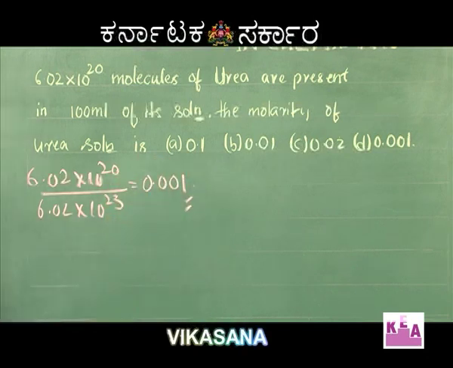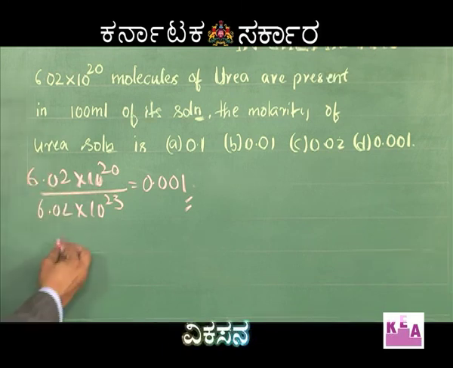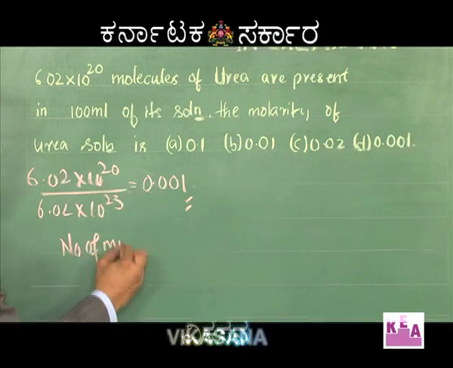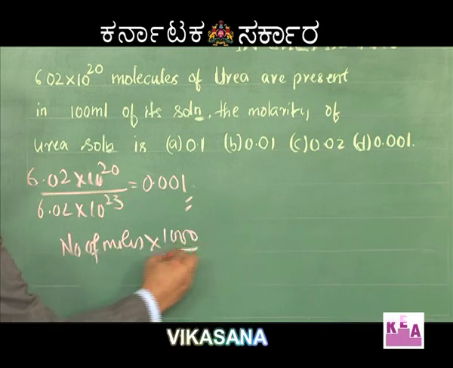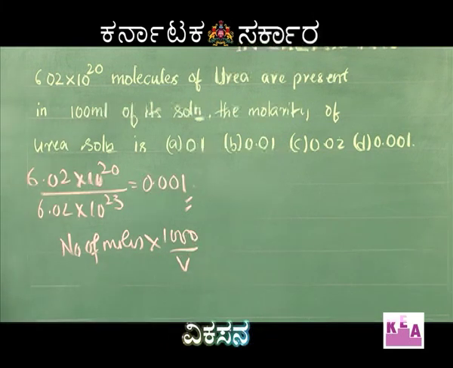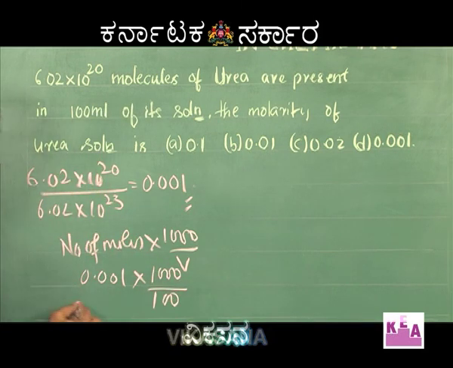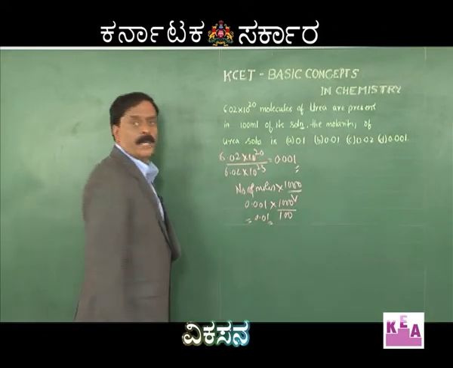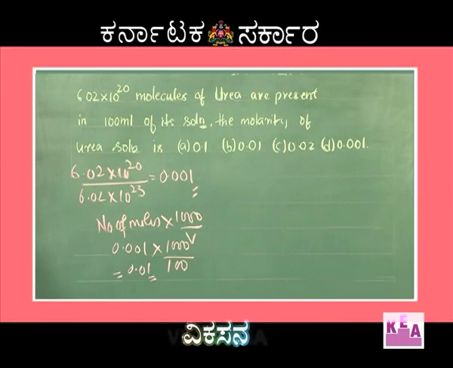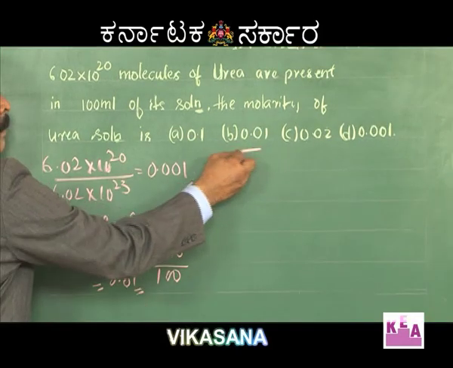0.001. But what is asked in the question? You have to find out the molarity of the solution. To find out the molarity of the solution, you have the formula number of moles into 1000 divided by V, if the volume is given either in cm cube or ml. Now, in this case, the number of moles is 0.001 into 1000 and the volume mentioned here is 100 ml, and therefore, this turns out to be 0.01, and hence the correct answer for this question is 0.01.